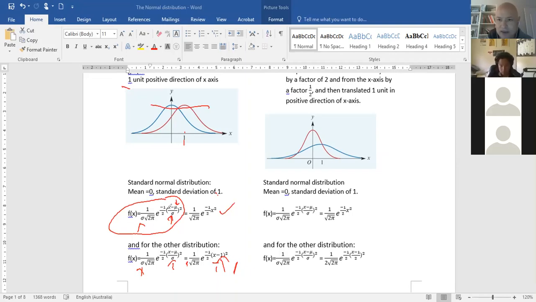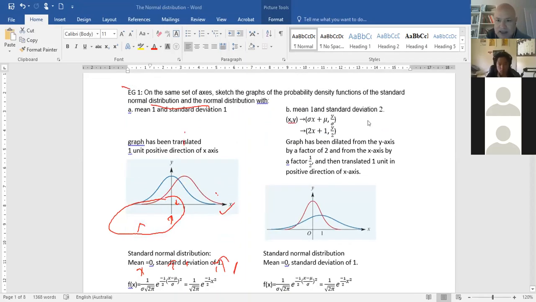Now I'm going to go up to B so you can see it. Okay, we've got a mean of 1 and a standard deviation of 2 here. So this is what happens. Remember there's the rule for our translations. Rules for our translations are there. So I'm substituting the standard deviation of 2 in there. And I've got my plus 1 for the mean. And I've got my y divided by my standard deviation of 2.